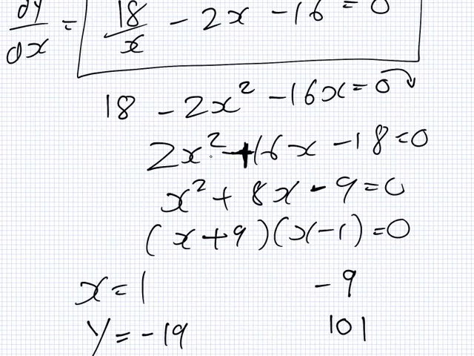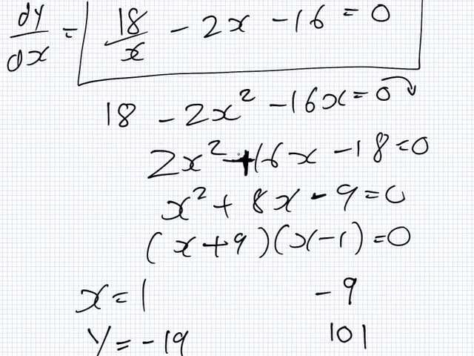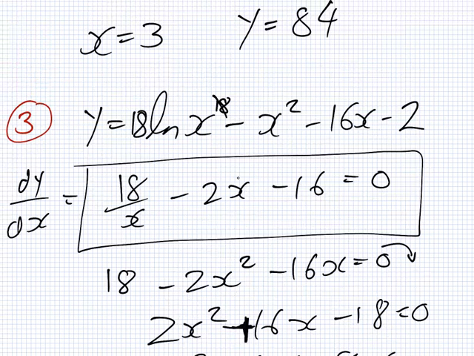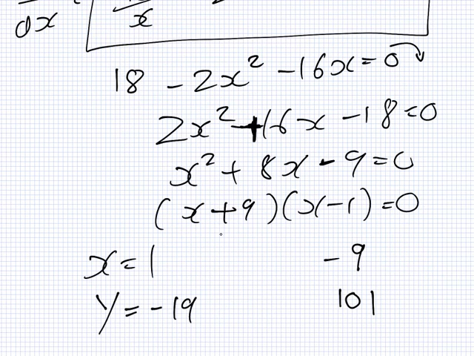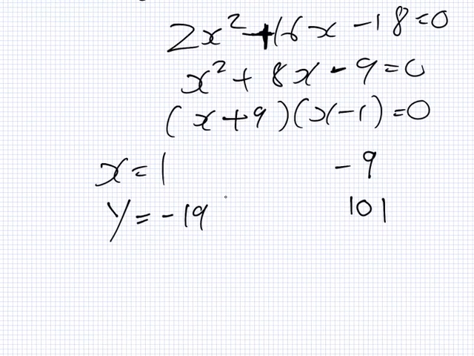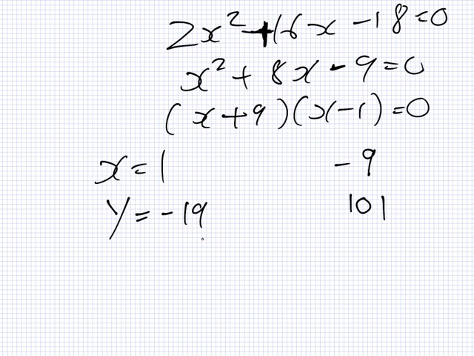Can or can't? You can, because it's an even power. Yeah, it can work because it was x to the power 18. And even if x is negative, this will become positive, because it's even. So the only value of x we can't use is 0, and that's not a problem here. So this answer is fine and this answer is fine. So this one has two turning points.